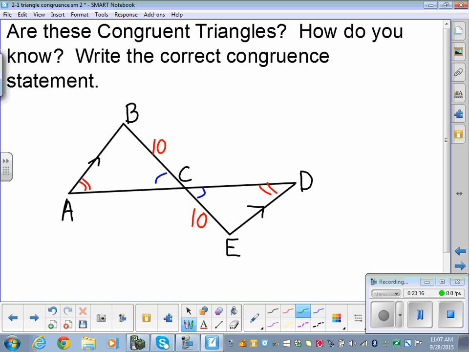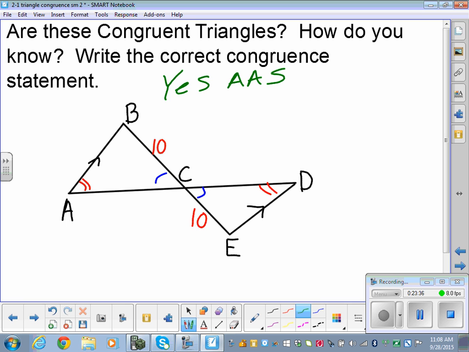So we know that these are congruent, yes, by which triangle congruence? Angle, angle, side. Let's check in this one and make sure. Red, blue, 10, red, blue, 10. Does everybody see it? So angle, angle, side. Very good. Any questions before we write the triangle congruent statement?